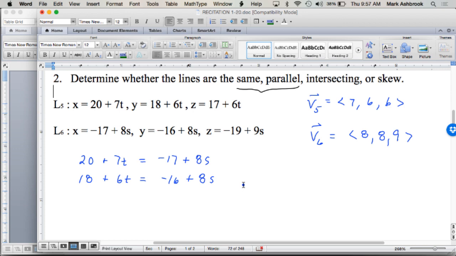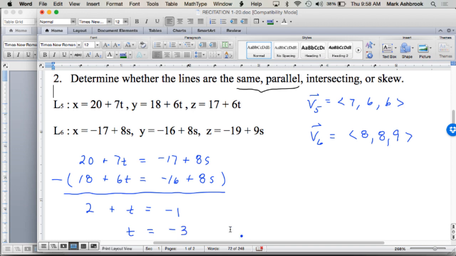So there's some value of T and some other value of S that would give us the same XYZ triple, and that would be the point of intersection. So X has to be the same and Y has to be the same. Now this is enough to figure out what the T and S are. Any way you can solve a system of equations, you're welcome to do that. This is very rigged, just subtract the second one from the first. See that? Because you've got 8S and 8S, those are going to go away. And I'm going to have 2 plus T equals minus 1. T equals minus 3.